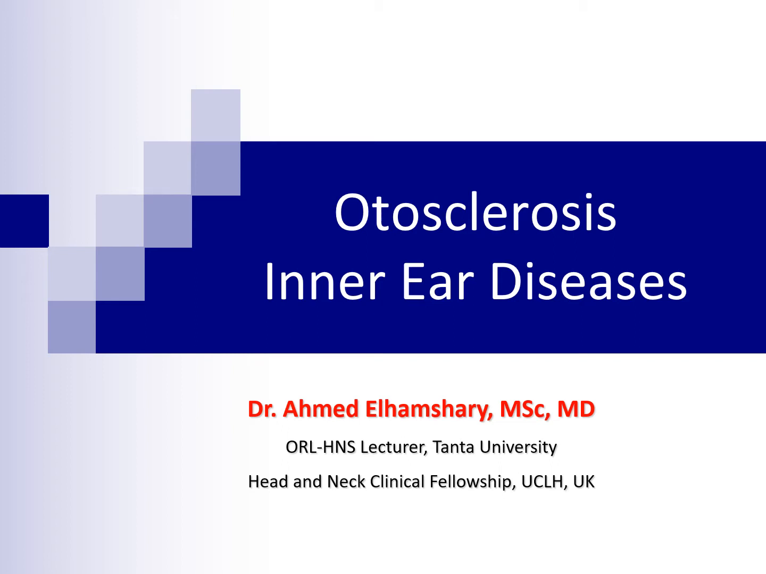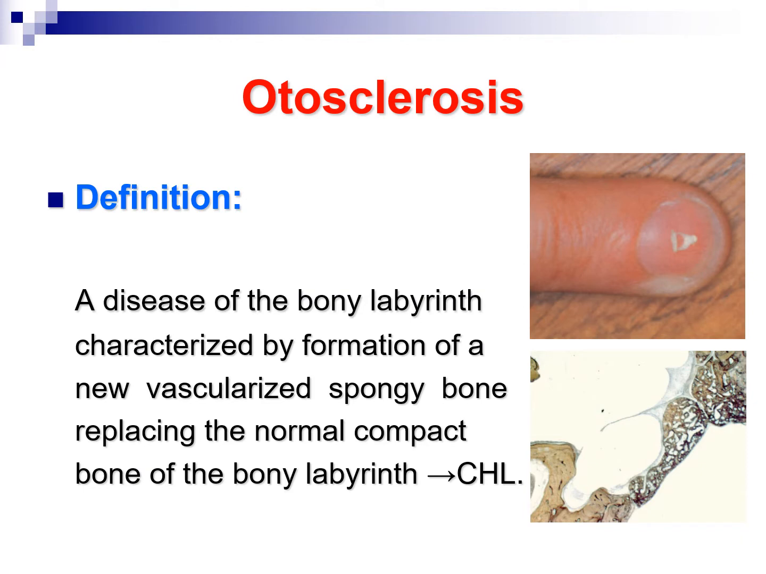I will present to you today a lecture on otosclerosis and inner ear diseases. So first of all, otosclerosis is a disease of the bony labyrinth, characterized by formation of newly vascularized spongy bone, and this replaces the compact bone of the bony labyrinth. You could clearly see on the picture on the right-hand side how the spongy bone looks in the footplate of the stapes compared to the compact bone on the left side of the diagram.